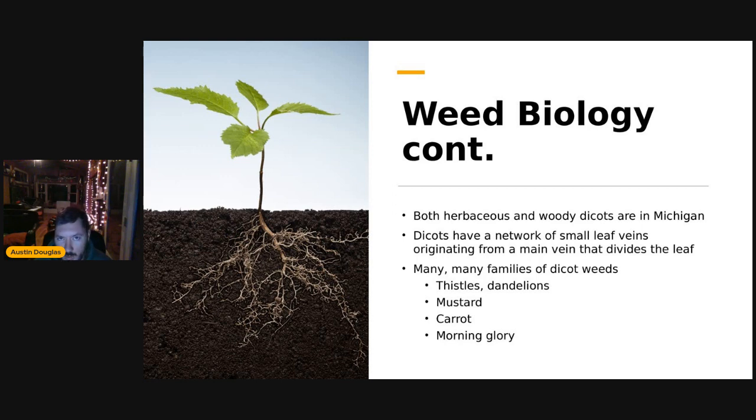I mean, there's so many different types of weeds. But here's a good example of what a dicot is. If you look at the leaf on the bottom, you'll see that there's a center vein, and then you'll also see that there's a network of veins that come off of it. If it was a monocot, these veins would just run parallel straight up. So when you look at a blade of grass, you'll notice those veins just run straight up.